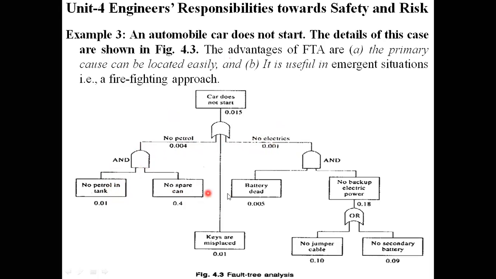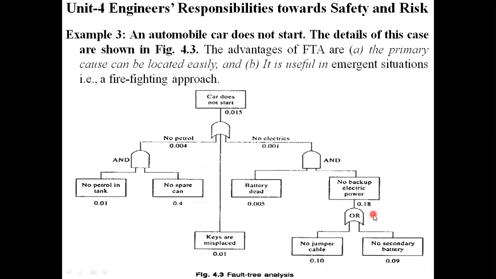no petrol in tank and no spare can. The no electric condition is divided into two types, that is battery dead as well as no backup electric power. And in the interim, we are using one more point, that is keys are misplaced in the car slot. And no backup electric power is again divided into two types, no jumper cable as well as no secondary battery. For the total probability with 0.10 as well as 0.09, we need to summate, and the total should be 0.19 actually. It is 0.18 given.